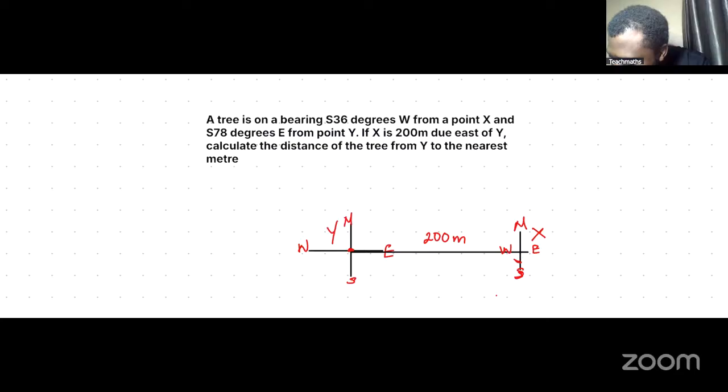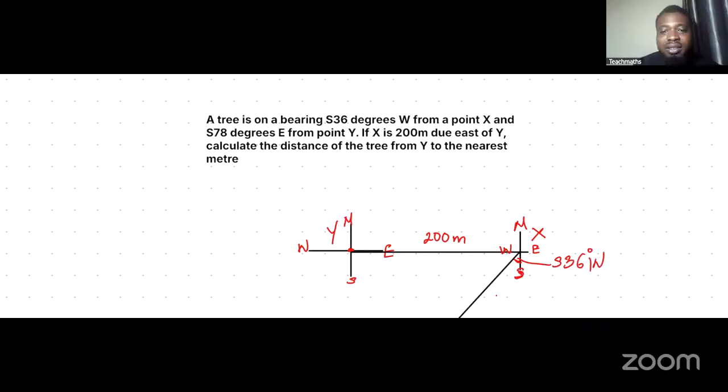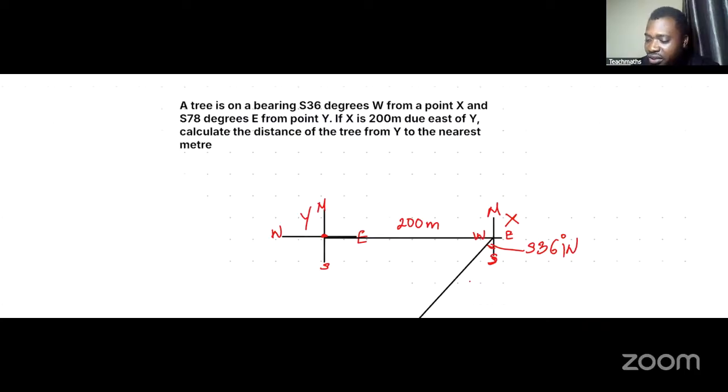So the tree is somewhere on this line. This is south 36 degrees. This angle is south 36 degrees west. So the tree is somewhere on that line. Where the tree is, we don't know in particular. We have no idea. But it says that a tree is on a bearing of south 36 degrees west from a point X. So this is south 36 degrees west.